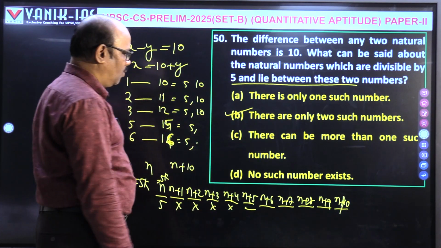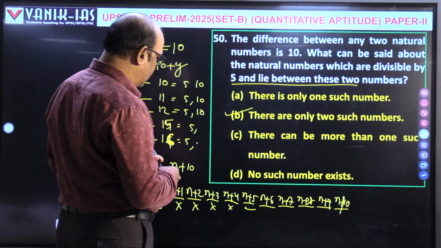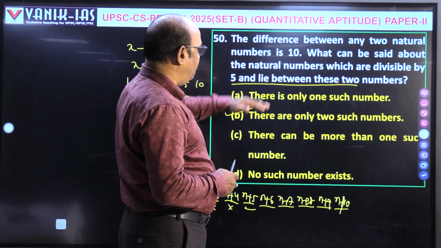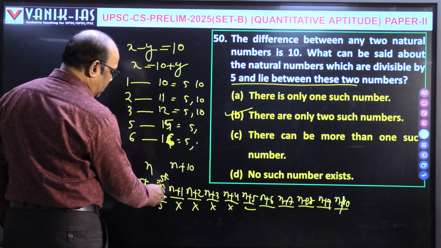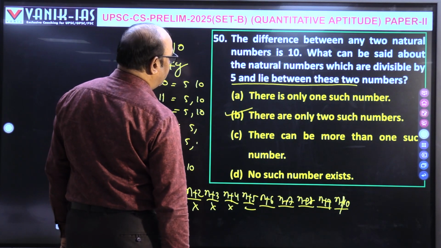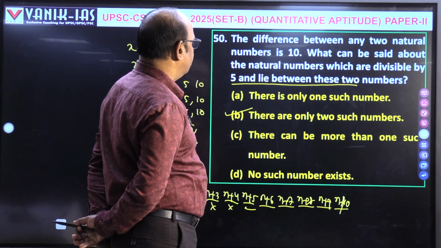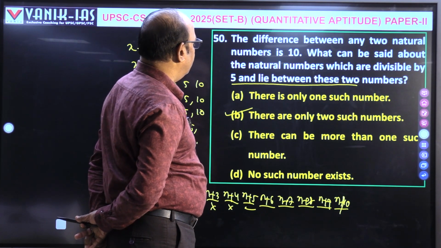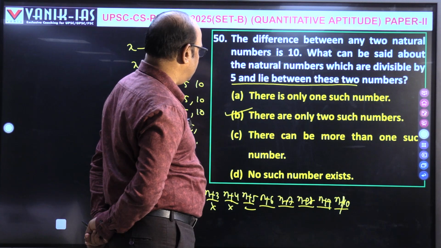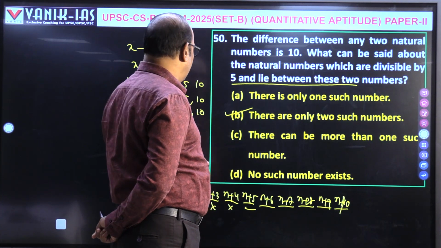So C will be most appropriate, will be right. In my point of view, C will be right because 3 numbers are coming. So 5n is coming. If we exclude this, again the question says lie between these two numbers. That means if you do not count these two numbers, the number in between these two which are divisible by 5, there are only 2 such numbers. If these 2 points are not counted, only one number divisible. But if these 2 numbers are counted, again 3 numbers.